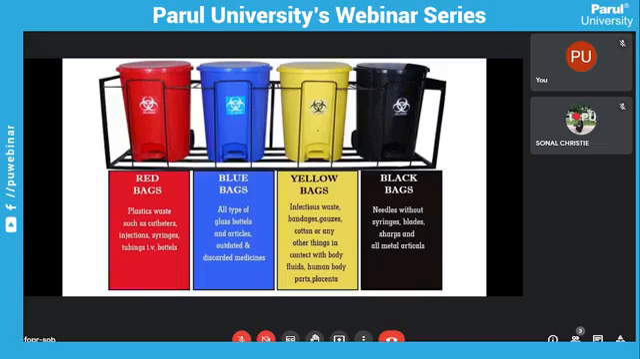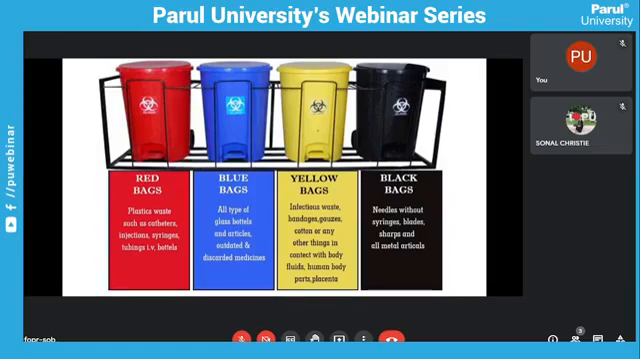In the hospital setting, for biomedical waste management, four color codes are used: red, blue, yellow and black. It may be different according to hospital policies. So first is red bags. In the red bag we have to discard plastic waste such as catheters, injections, syringes, tubings and IV bottles. In the blue bag, all types of glass bottles and articles, and outdated, expired or discarded medication.